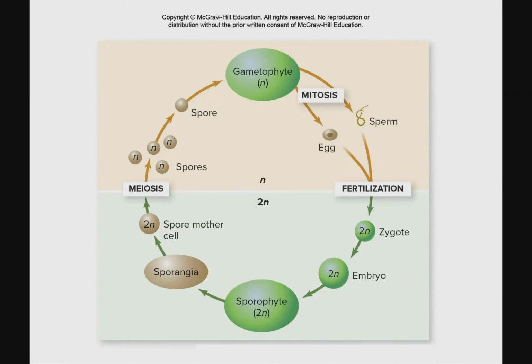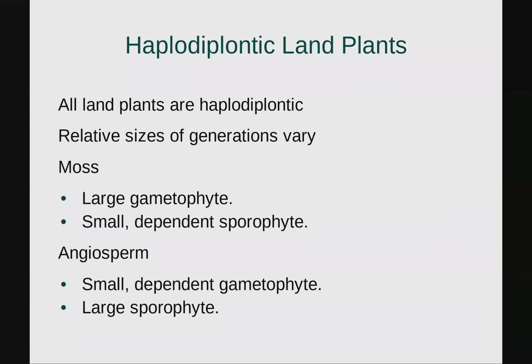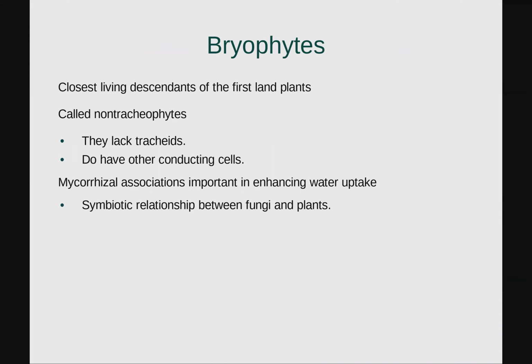Now, all land plants are haplodiplontic, as we discussed, and they have relatively different sizes of generations, and they vary between them. So mosses have very, very large gametophytes and small dependent sporophytes, whereas angiosperms, being the most advanced plants, have small dependent gametophytes and very, very large sporophyte generations.